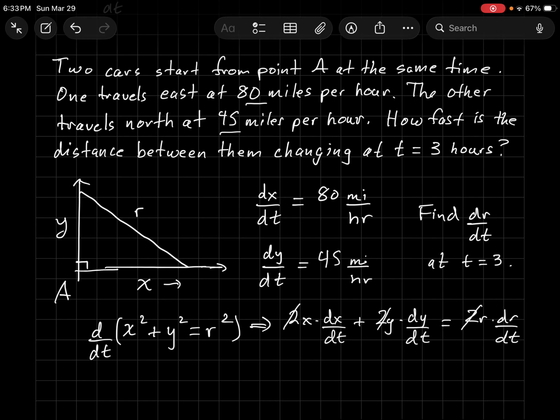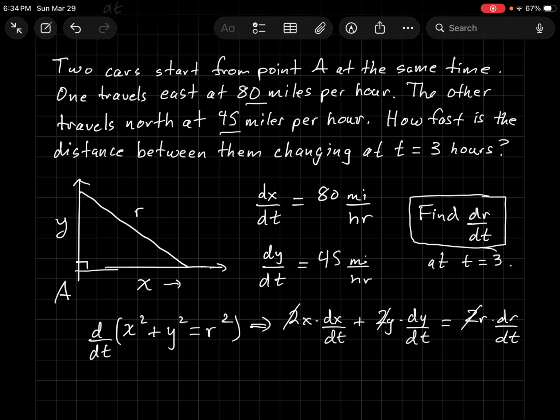Now let's plug in what we know and solve for what we don't know. So plug in for x, and we immediately hit a problem, which I like to do right away when we're doing problems. I don't know what x is. I don't know what y is. I don't know what r is. I should know all of those because the only thing I should not know is dr dt. Does that mean we did it wrong? Perhaps, but usually not. It usually means we missed something that was implied.